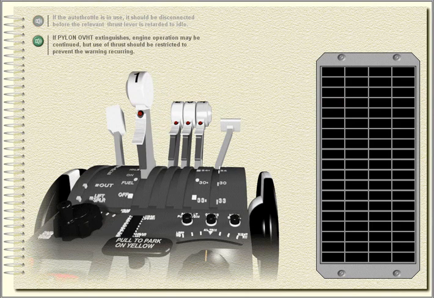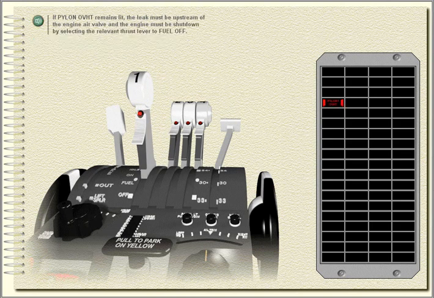If pylon overheat extinguishes, engine operation may be continued, but use of thrust should be restricted to prevent the warning recurring. If pylon overheat remains lit, the leak must be upstream of the engine air valve, and the engine must be shut down by selecting the relevant thrust lever to fuel off.